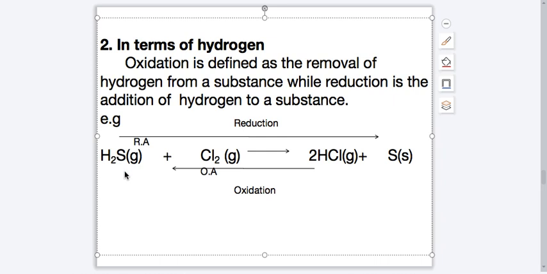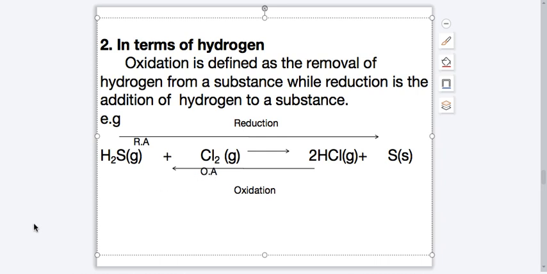Again, H2S becoming S, that is losing hydrogen, oxidized. The one that oxidized is the reducing agent. The one that gains hydrogen is the oxidizing agent. That's what we are going to want to bring out here.